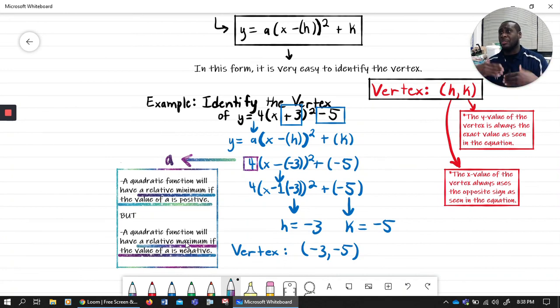If the quadratic function had a value of a that was negative, then it would open down. It will be a U shape opening down, like an upside down U. And if that was the case, then it would have a maximum. So that is what the value of a determines. There'll be a relative maximum if the value of a is negative, and there'll be a relative minimum if the value of a is positive.